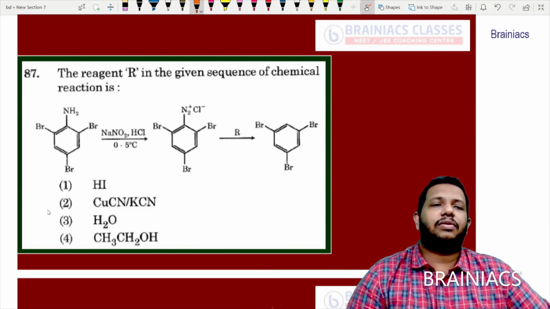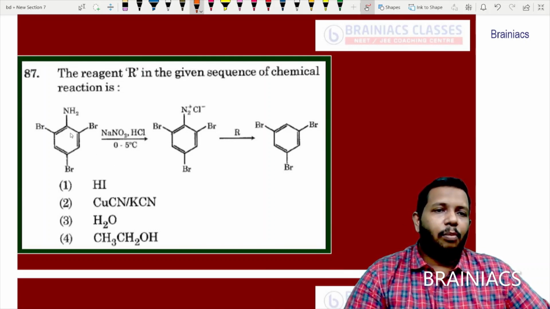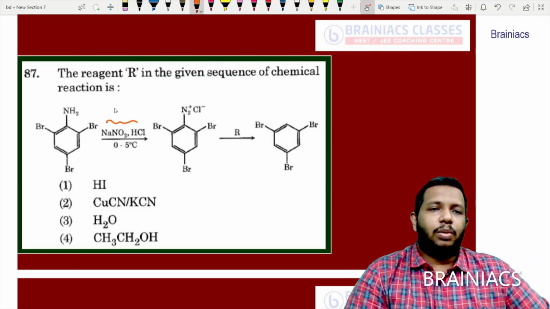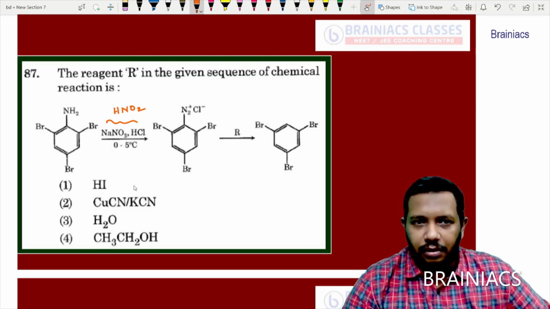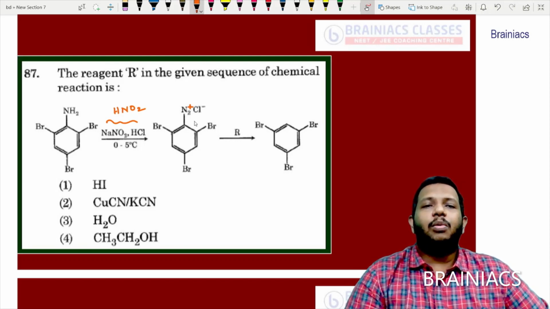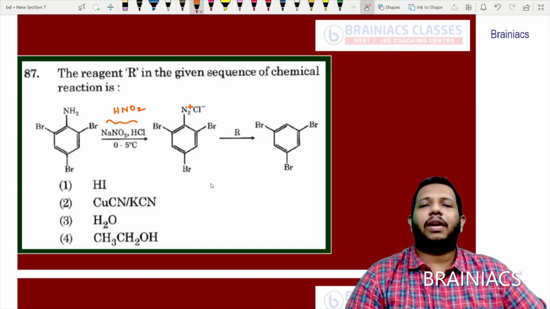The next question is part of amines. It's a very easy question. They have given tribromoaniline, and the first reagent used here is NaNO2 and HCl. We know that it will form HNO2. It's a method for diazotization, so this will form benzene diazonium chloride. Now they are asking how you can convert the benzene diazonium chloride to benzene.